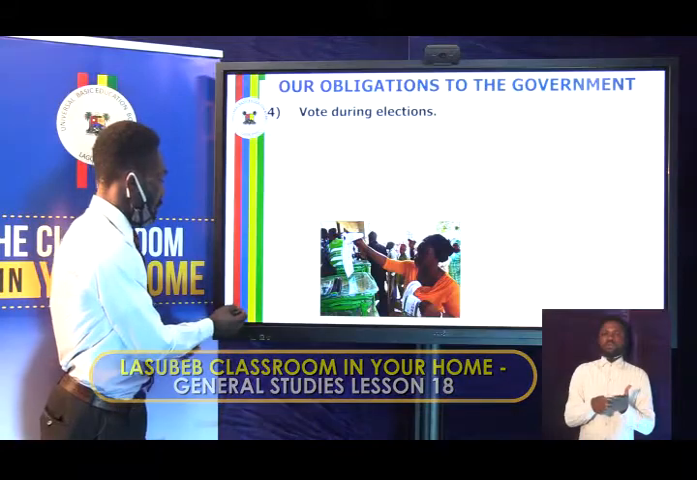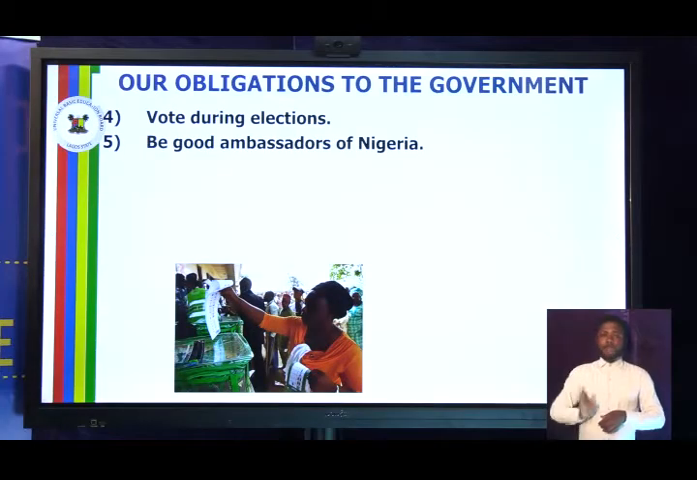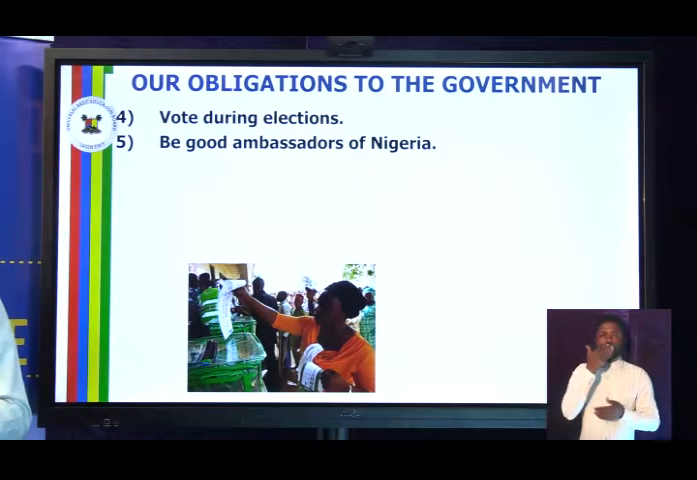Next is be good ambassadors of Nigeria. What this is talking about is that anywhere you go, you have to really show that you're a good citizen of Nigeria and you don't do things that will mess up the name.